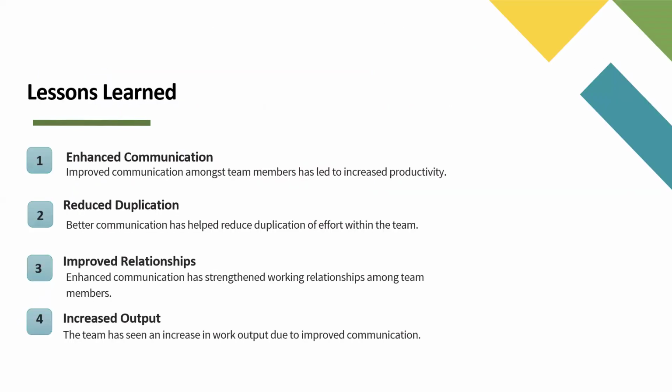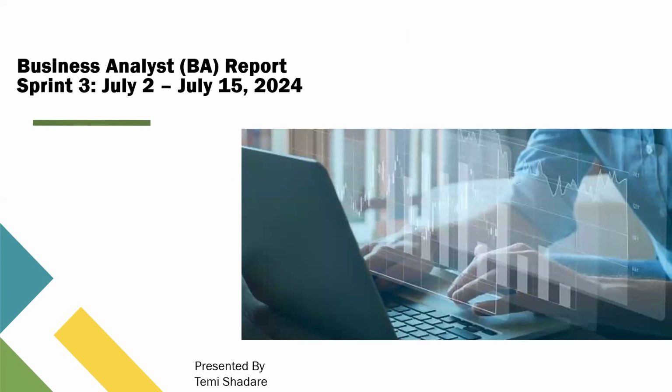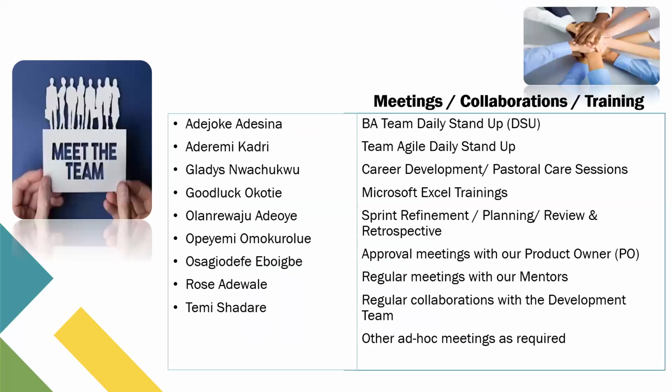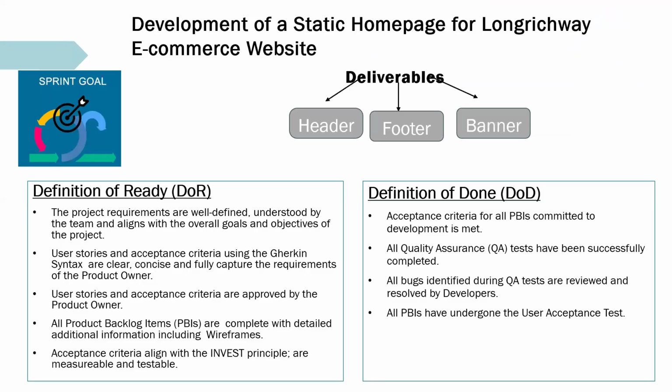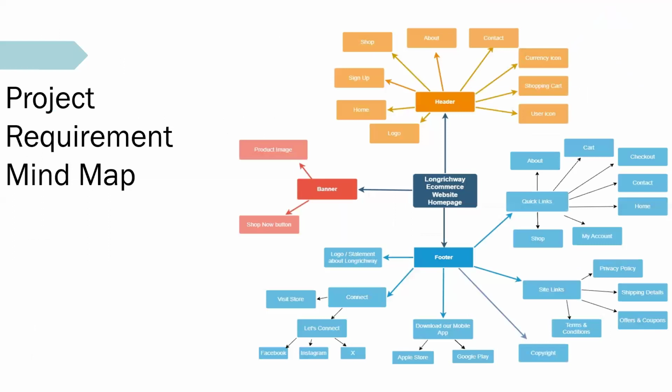Then lessons learned during sprint 2. Then moving to sprint 3, the agenda for sprint 3: the meet-the-team meetings, collaborations, and training that took place. Then these are the project mandate again, and the deliverables, the definition of ready and definition of done for the BA team. Then the project requirement mind map.